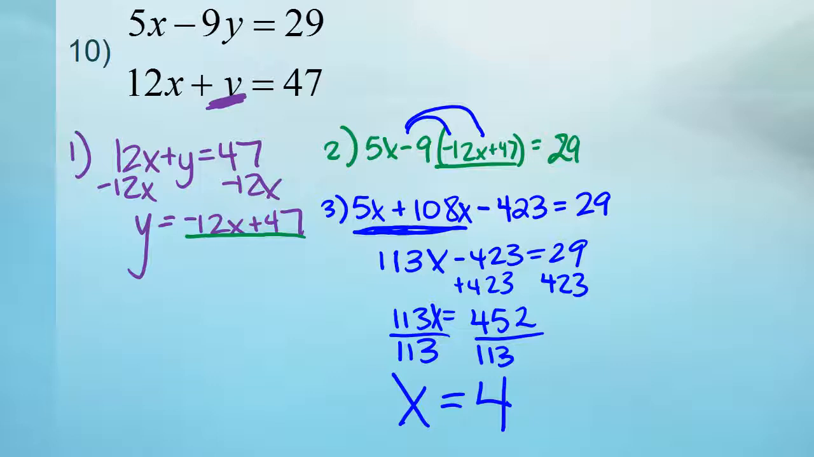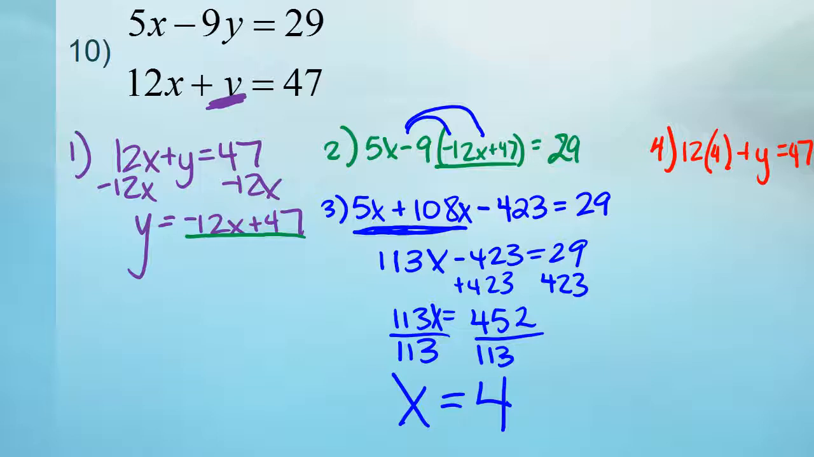Let's jump to step 5. Step 4 is to plug that 4 into either equation to find your y value. I'm going to use the second equation just because y is by itself. So wherever there's an x, I'm going to put a 4, and write down everything else.